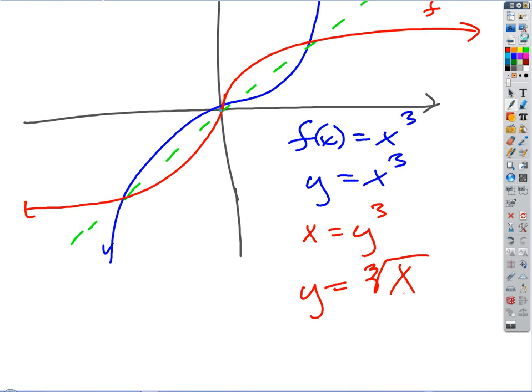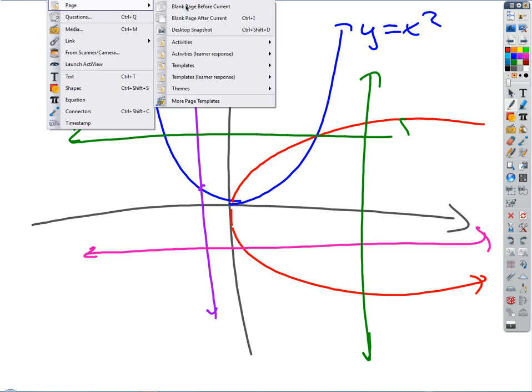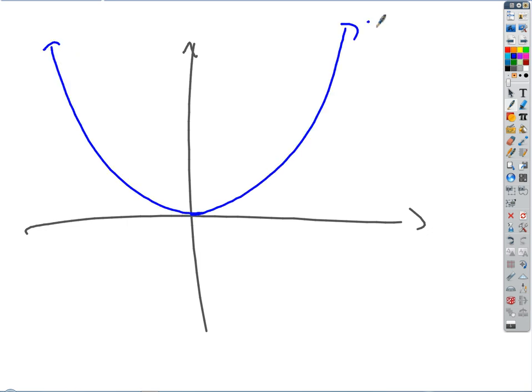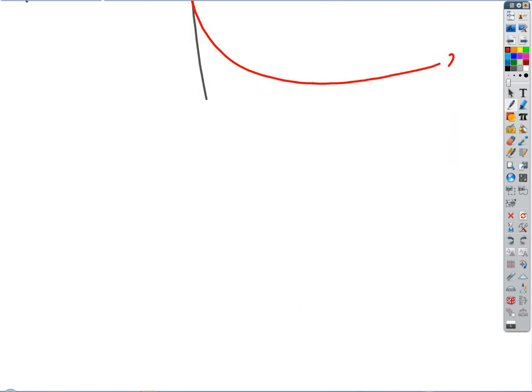Let's take this example right here, though. I gotta clean this up a little bit, my goodness, we got stuff everywhere. Here, I'll just redraw it. So this time we're starting with y equals x squared. Let's make it f of x equals x squared. And we know what the inverse looks like. Looks like that. Let's do the math though.